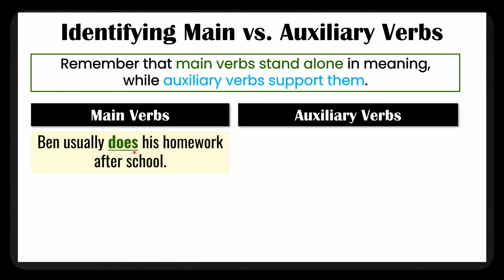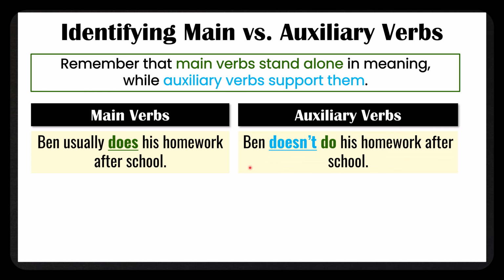a main verb. There are many expressions in English that we use with the verb do. Do my homework, do the dishes, do the laundry. Now let's look at an example with an auxiliary verb. Ben doesn't do his homework after school. In this example, do is still the main verb, but doesn't is the auxiliary verb that supports the main verb do. It makes the sentence negative.